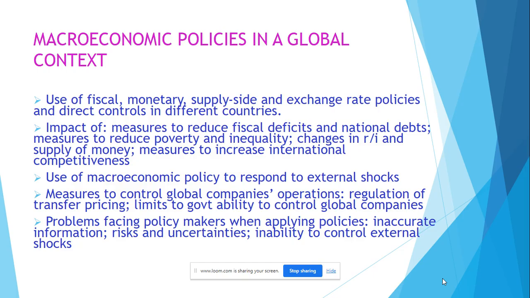If an economy is trying to reduce a fiscal deficit or national debt, as I just said before, this will likely impact the economy now, but potentially beneficially in the future. If an economy is trying to reduce poverty and inequality, how are they doing that? Are they doing it through export-led growth?